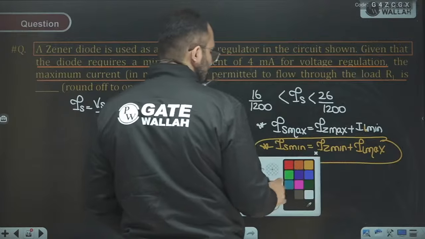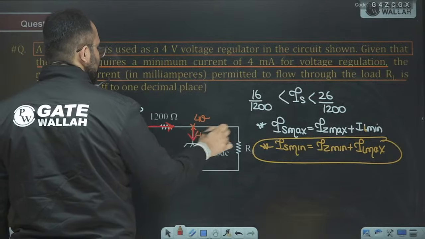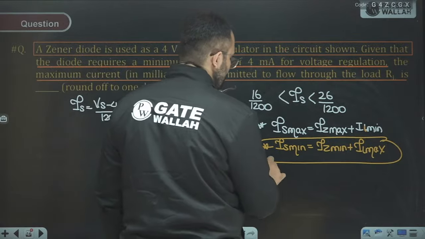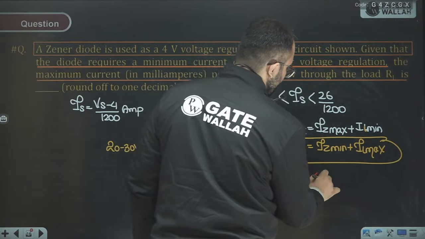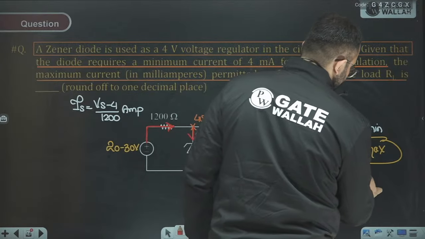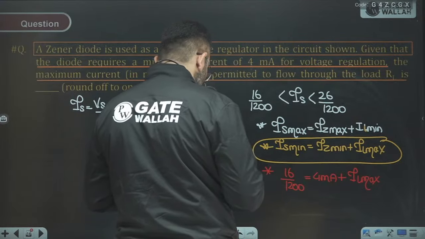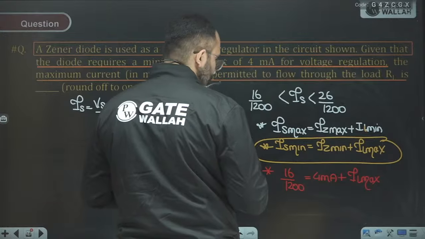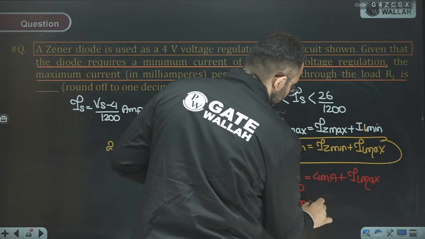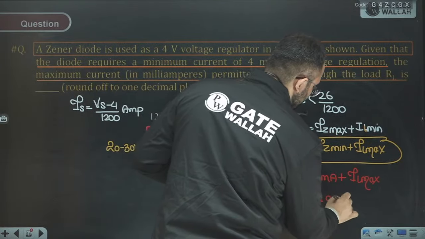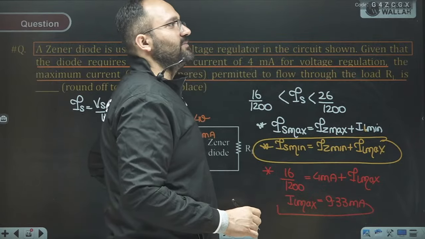Okay, we cannot take the maximum current from the source and minimum load current and then find the maximum load current, right? So we have to take 16 upon 1200, 14 milliampere plus IL max. Let's see how many of you are able to do it. So it is 13.33 minus 4. So IL max can be 9.33 milliampere.